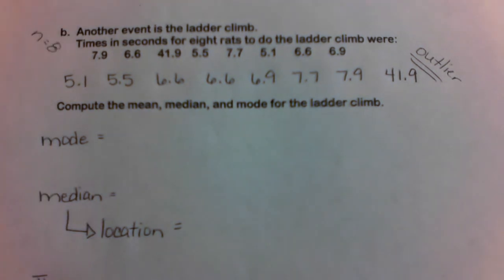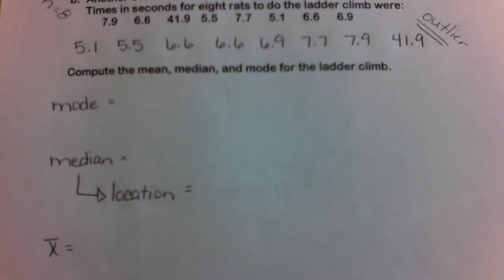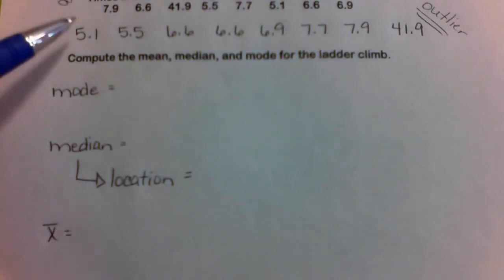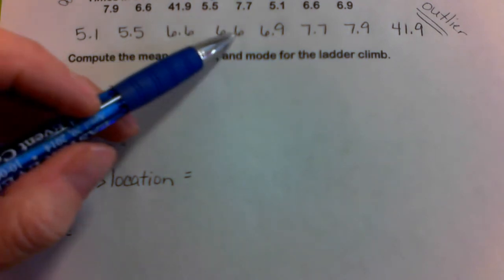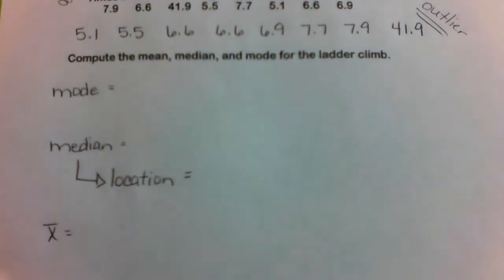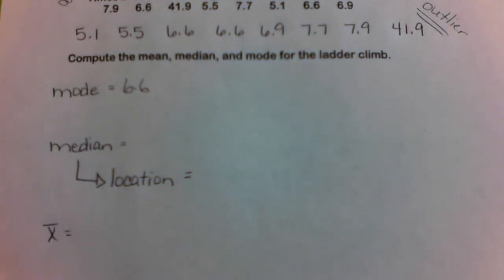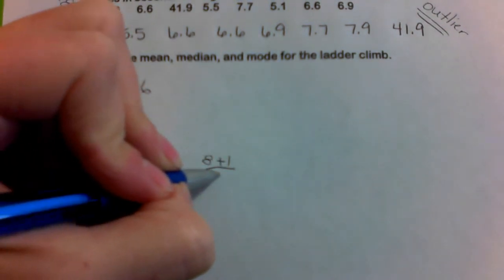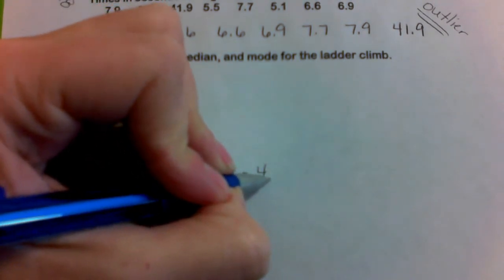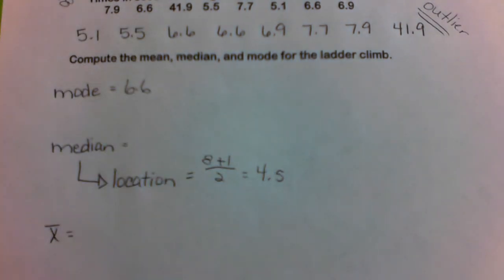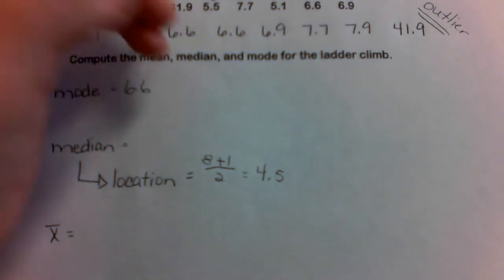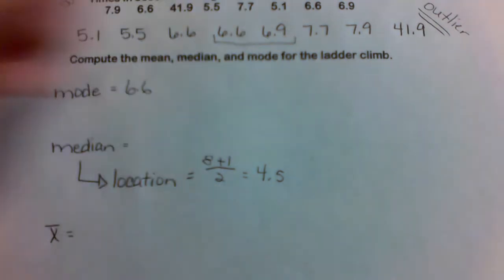All right, so the first thing that we are asked to find is the mode. So there's 2 6.6s, and it looks like that's it. So 6.6 is my mode. Then the location of the median, in this case, there are 8 values. So I would do 8 plus 1 divided by 2 and get 4.5. So that tells me the median is located between the 4th and the 5th number. 1, 2, 3, 4. Between the 4th and the 5th number.